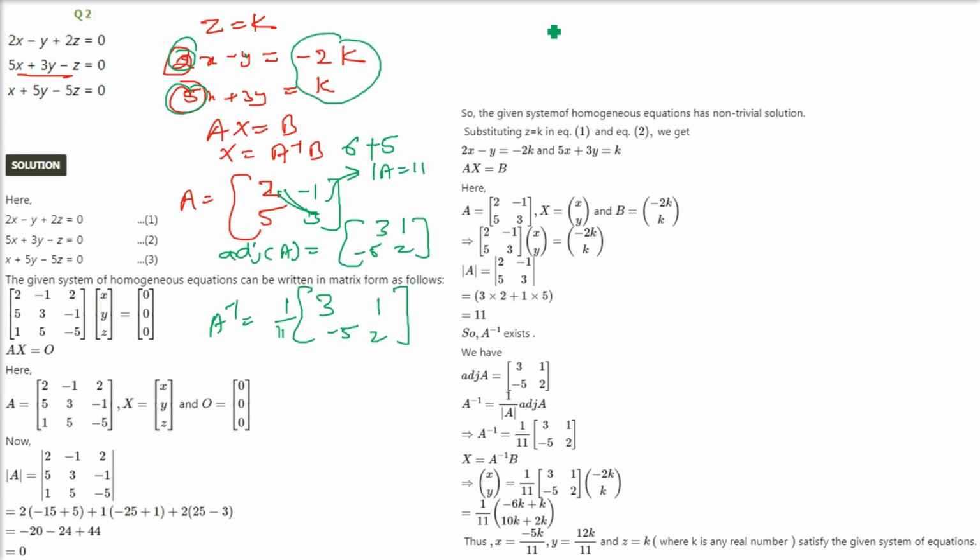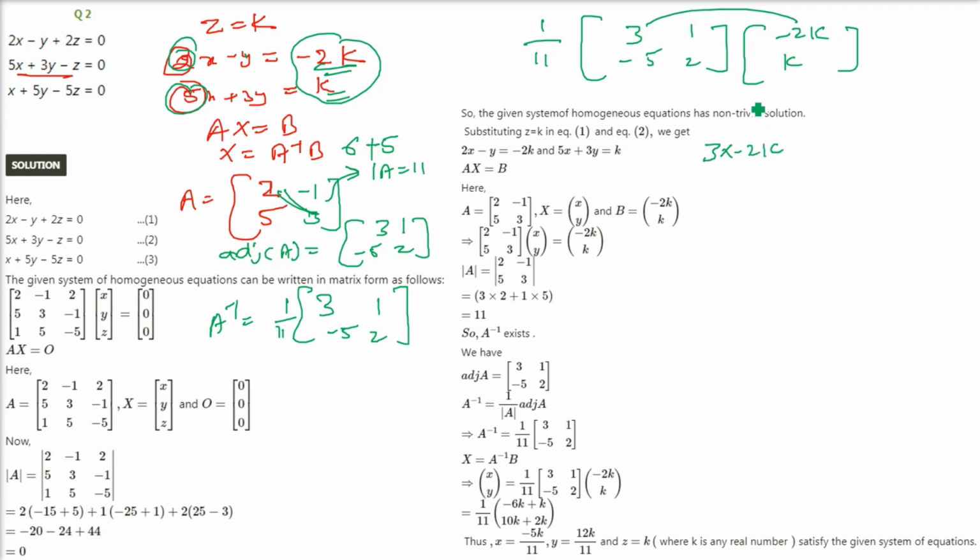B is what? Minus 2k and k. So we have to multiply this a inverse with b. Let us multiply this with b, and b is negative 2k and k. So now let us multiply this. 3 into minus 2k, first row with the only column in the second matrix, 3 into minus 2k, minus 6k it will be, and plus k. Now negative 5 into minus 2k, that is 10k, and then 2k.